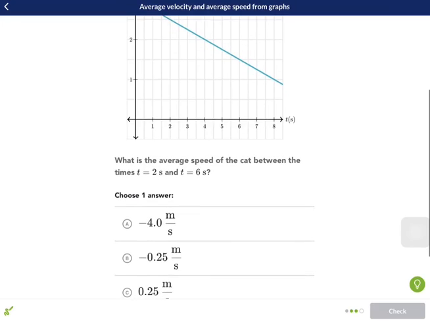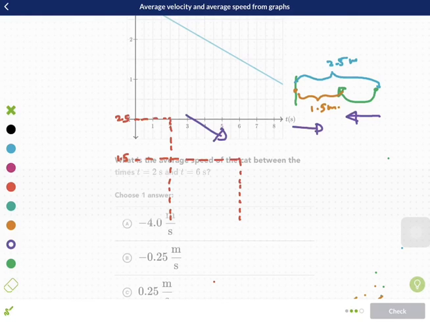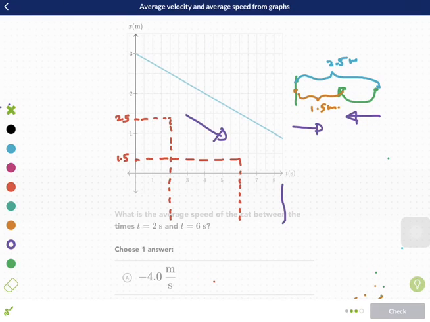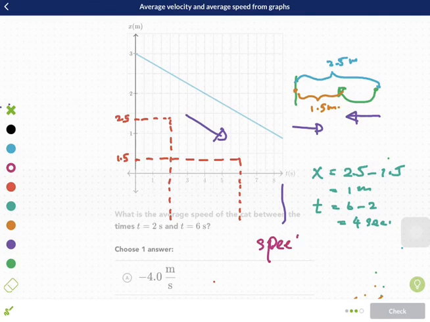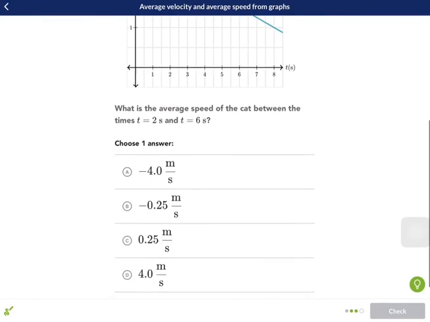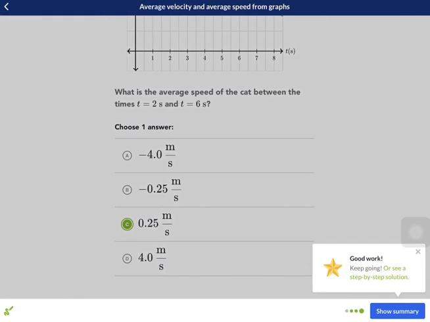Okay, so let's look at the question. They are asking the average speed, not the velocity. The distance it traveled is 2.5 minus 1.5, so 1 meter. The time it took was 6 minus 2, that was 4 seconds. Speed is distance over time. So 1 meter divided by 4 seconds. So the answer is 0.25 m/s. So let's check the answer. Yeah, the answer is right.